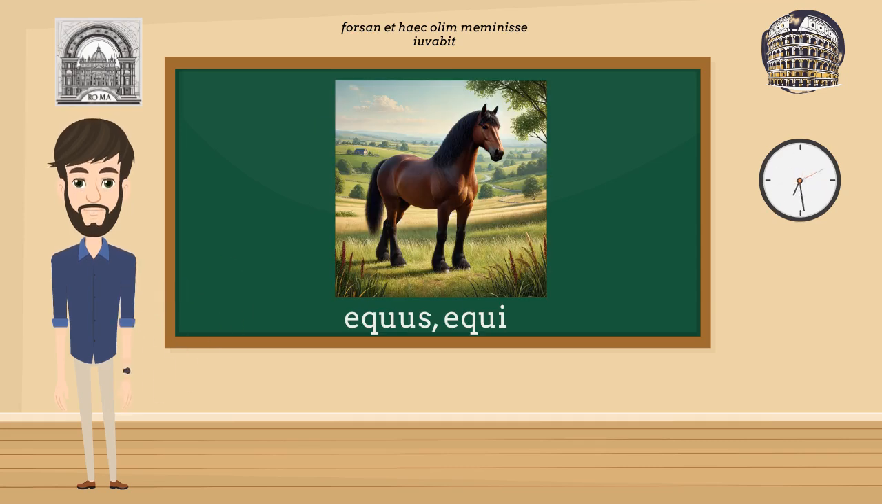Equus, equi, horse. Notice that in Latin, it's not uncommon to have two U's in a row. In fact, it's not uncommon to have two of any vowel in a row. A difference between Latin and English, though, is the expectation that you will give pronunciation to each of those two letters. Equus, equi, horse.